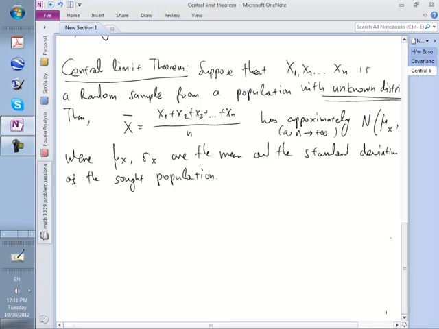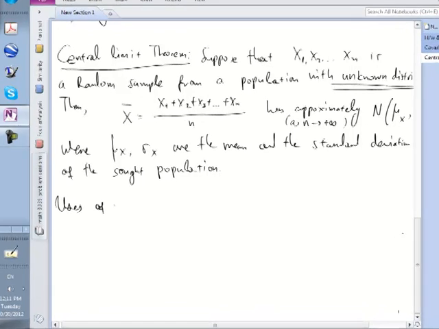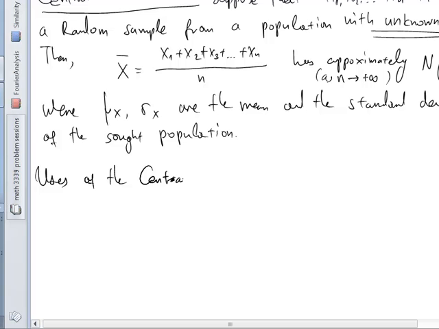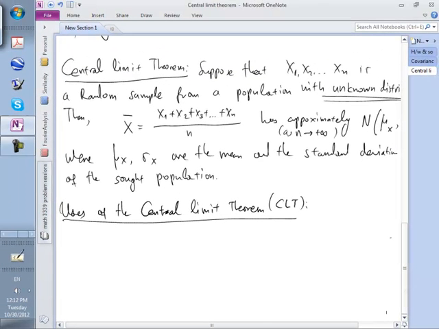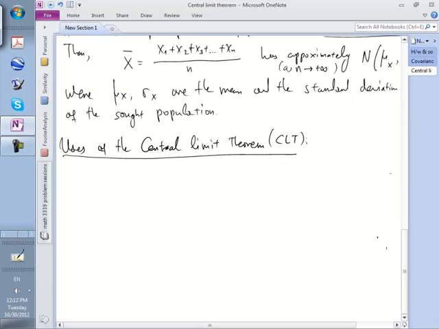Let me show you some uses of it. Uses of the central limit theorem. I will call it CLT. And also I want to stress that I didn't give you the mathematically accurate statement. I gave you a statement that is good for practical purposes so that you can use it without being perplexed by the mathematical notation and rigor. So first use is to approximate binomial probabilities with the normal distribution.